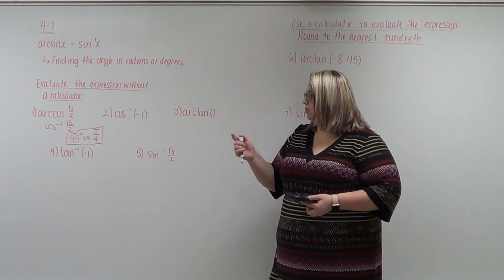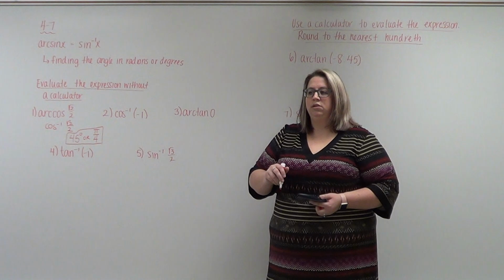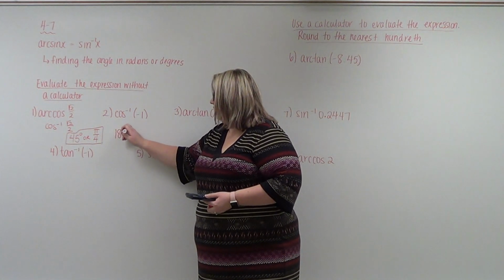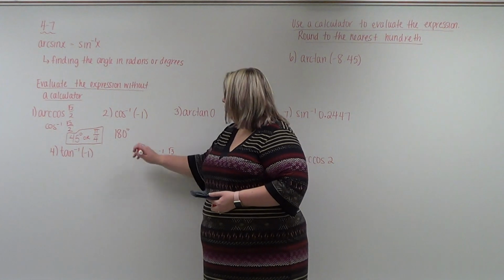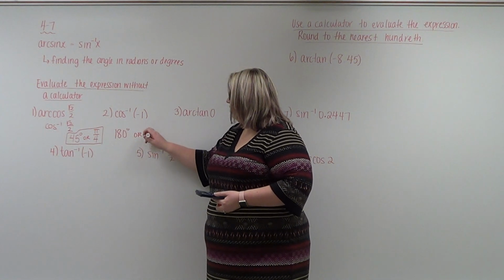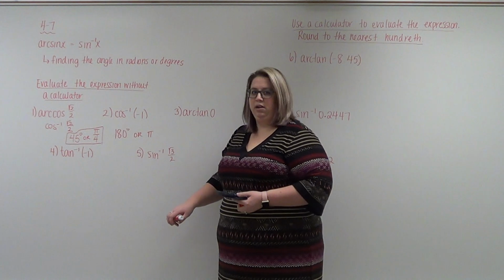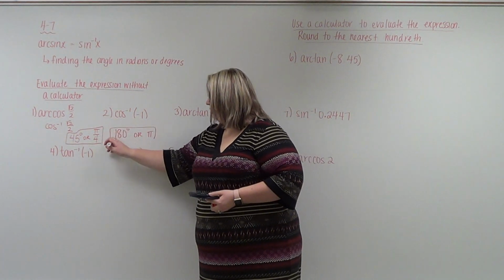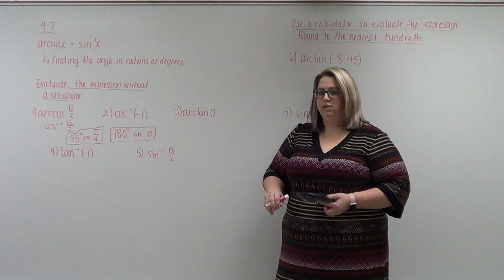Alright, so where would cosine be negative 1? 180. So you could have 180 degrees with your degree sign, or if you want to put it in radians, you would have pi. Does that make sense? This is all we're doing today.